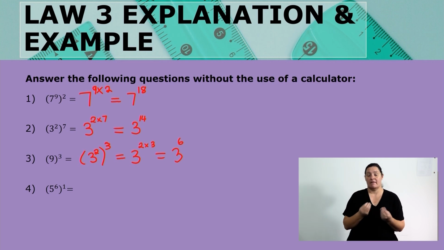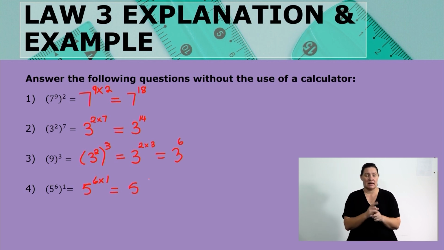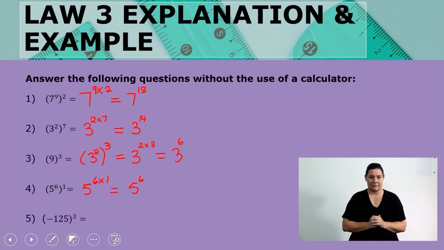Then we have 5 to the exponent 6, and that is raised to the exponent 1. So we are going to take the base and multiply the two exponents. 6 multiplied by 1 is 6. So our answer is going to be 5 to the exponent of 6.